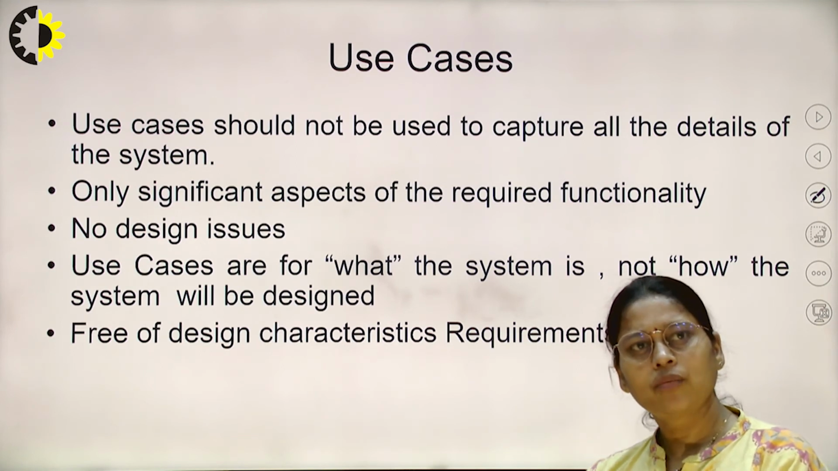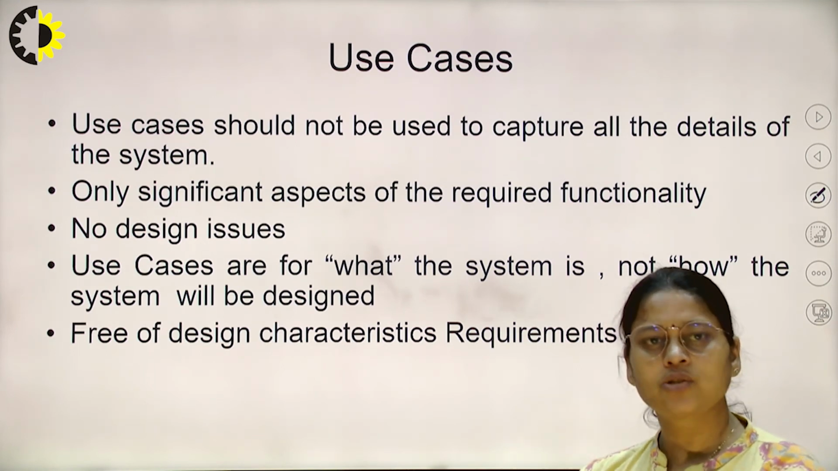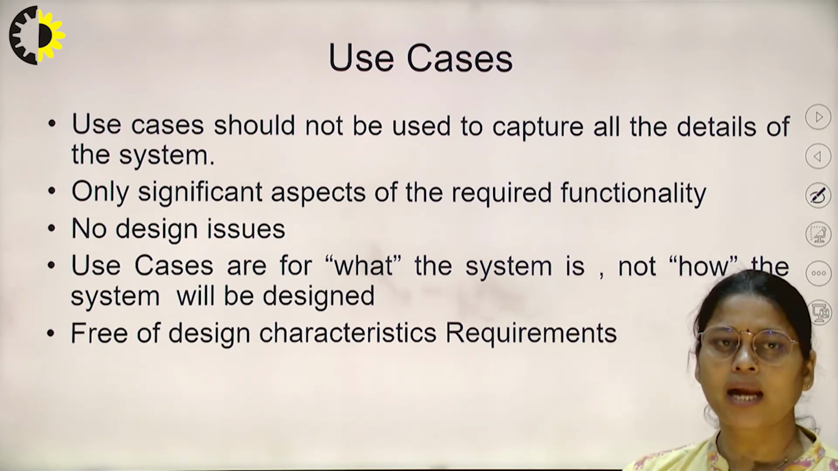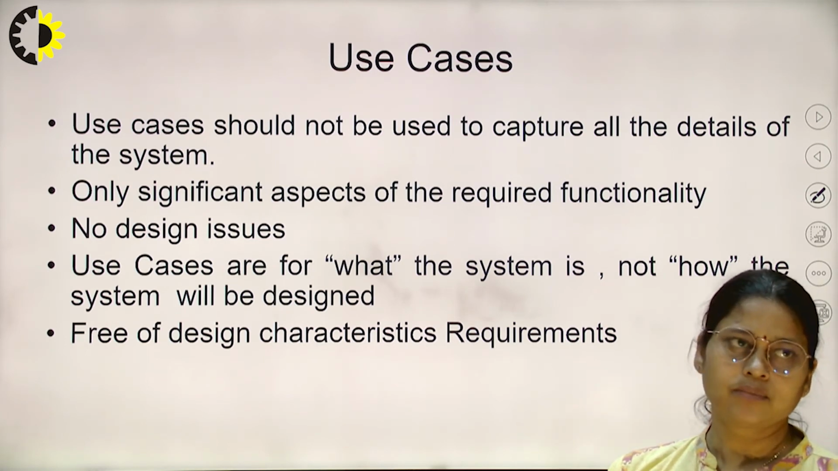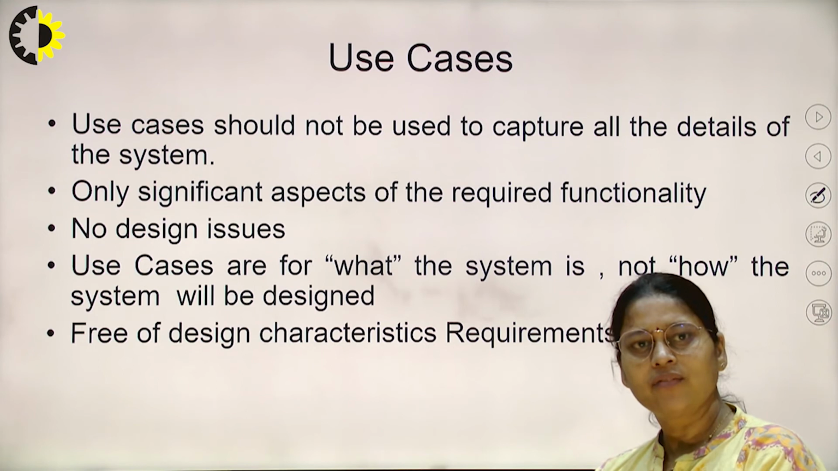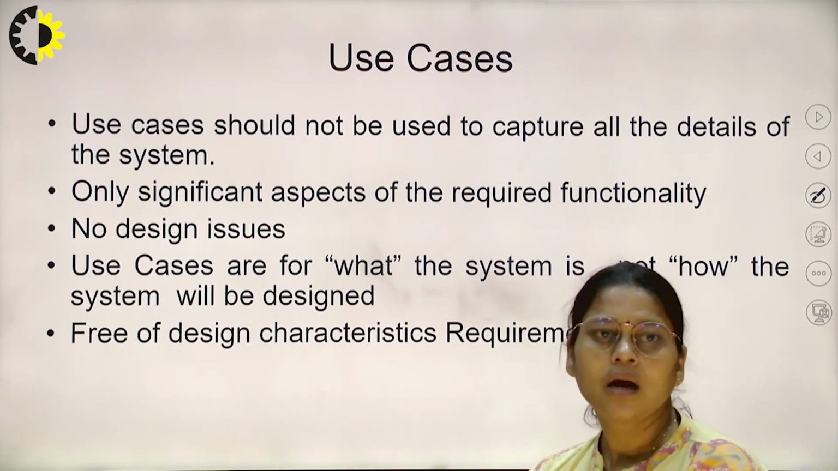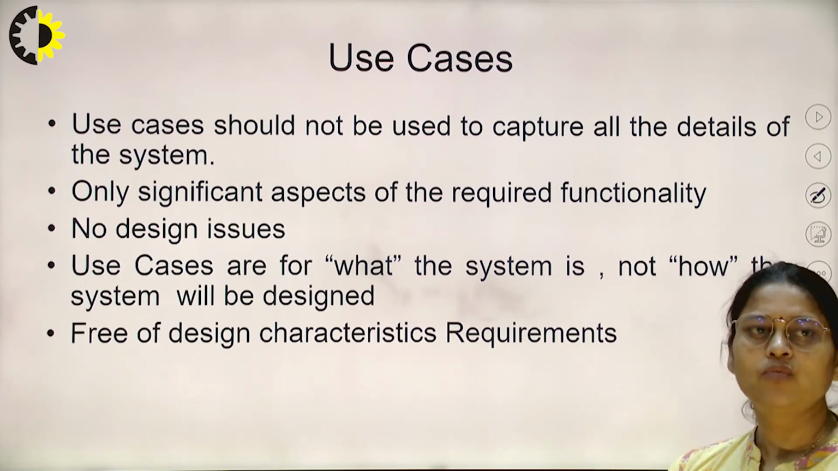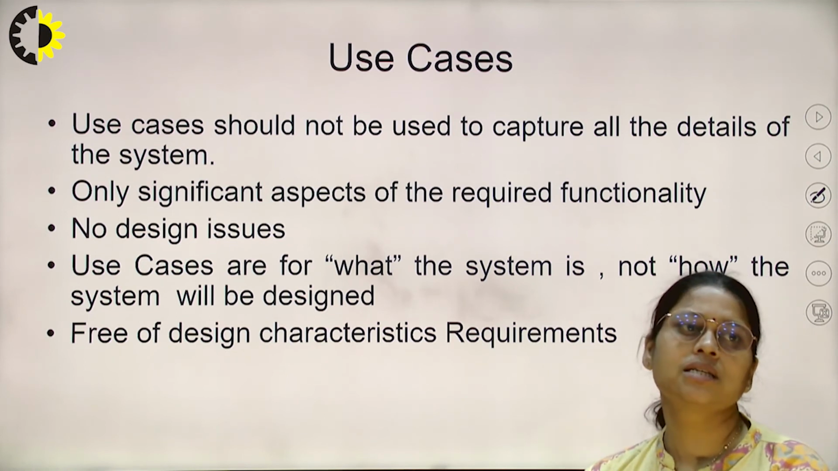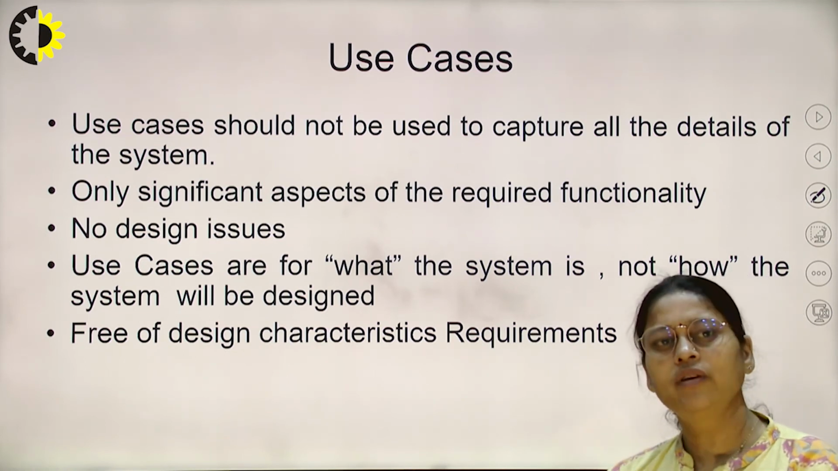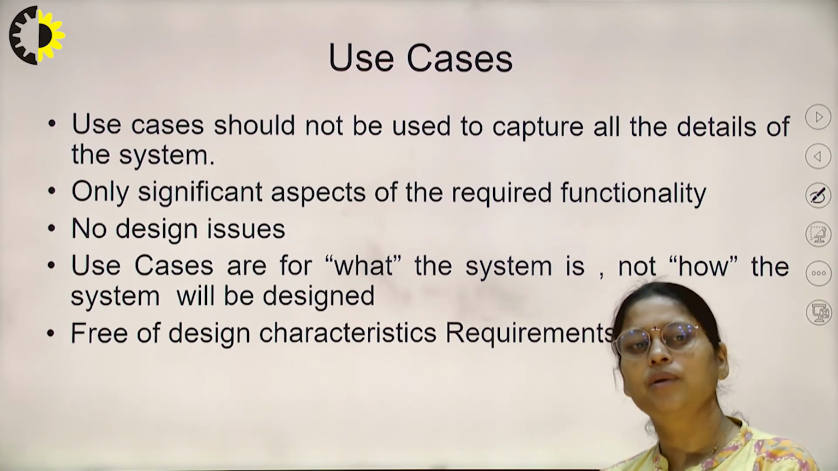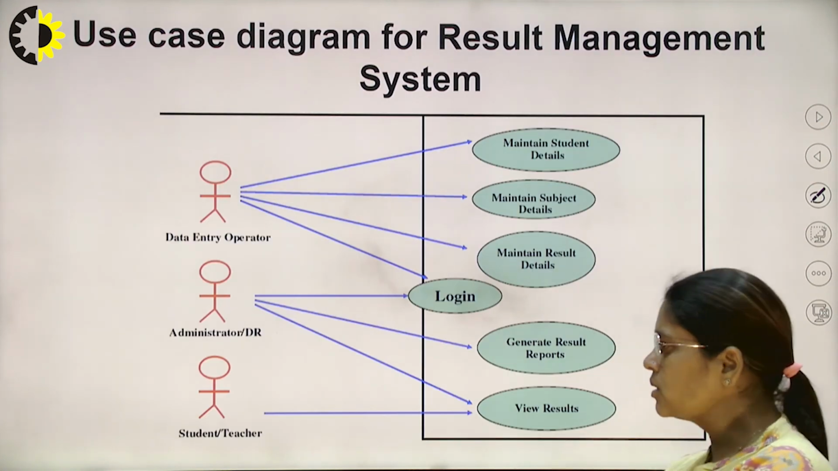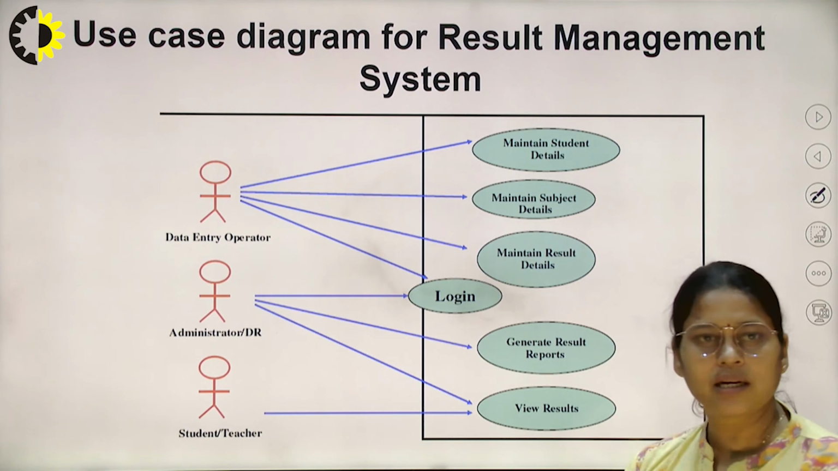A use case should not be used to capture all the details. Basically, it just shows the external details of the software. We never define the internal functionality of the software through the use case diagram. It only shows significant aspects of the required functionality. No design issues are to be involved in the use case diagram. Use cases always define what the system does. They never define how the system will be designed. It is free of design, or we can say that a use case diagram never shows any technical jargon or details.